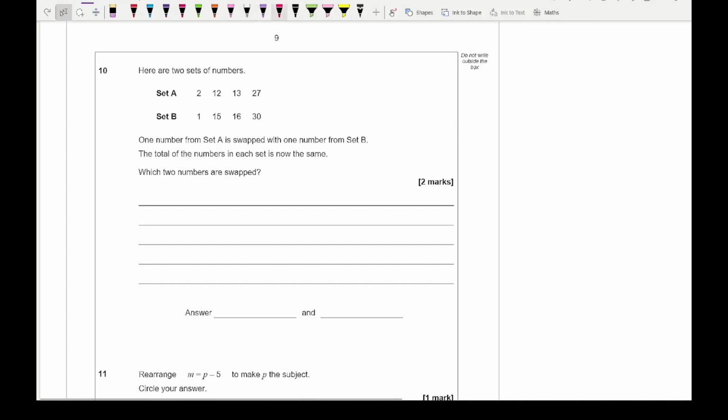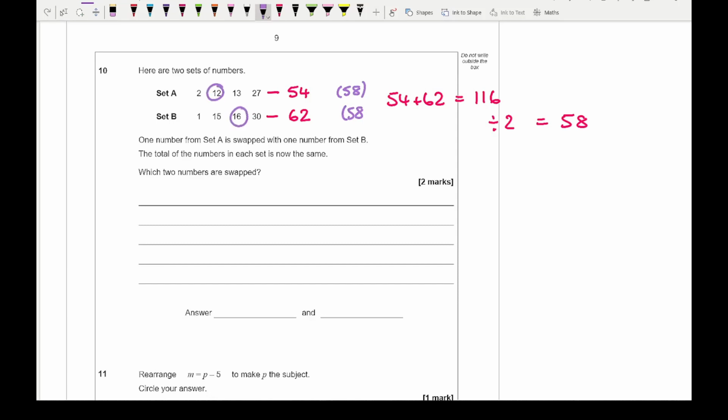So for this, what we need to do is basically add all the numbers up. If I add 2 plus 12 plus 13 plus 27, we get an answer of 54. And if I add the numbers in set B, we get 62. So if I then do 54 plus 62, which gives me 116, I divide that by 2 and I get an answer of 58. So I want each of these to equal 58 for them both to be the same. So what I'm looking for is which two numbers from set A and set B have a difference of 4. Well, the two numbers are going to be 12 and 16.